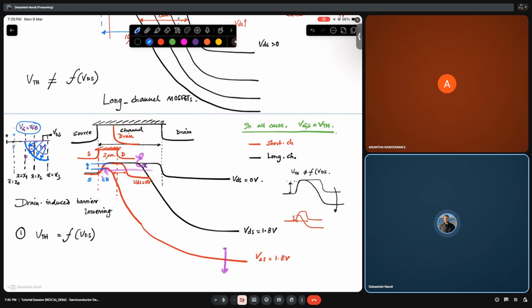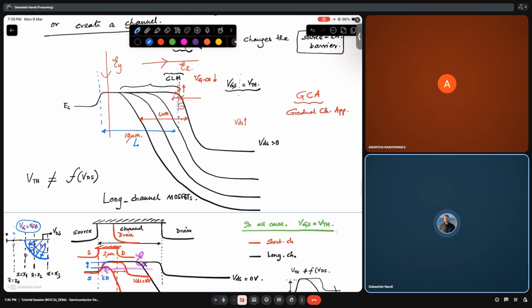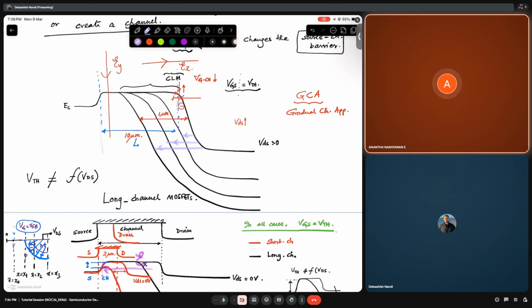So it will be till the depletion edge. In this case, till what point are my electric fields? My electric fields are in this case till this point, in this case till this point, in this case till this point. Is it never reaching the source? Yes, it will not reach the source now.